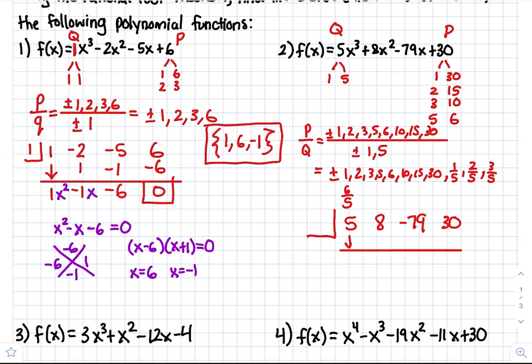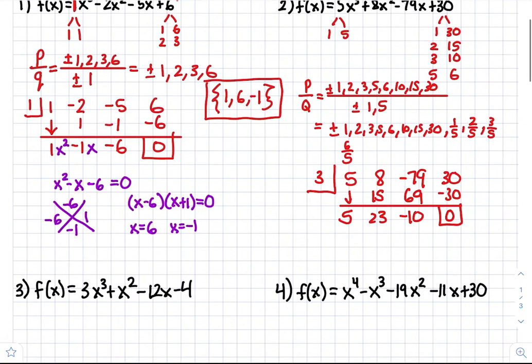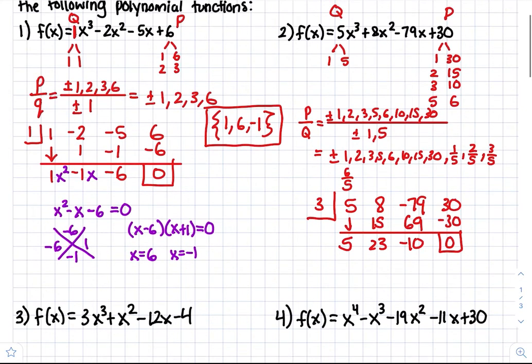Let's try 3 and see how this works. 5 times 3 is 15. 15 plus 8, 23. 23 times 3 is 69. 69 plus negative 79 is negative 10. Negative 10 plus 3 is negative 30. Great. We found one, right? So it's 3.